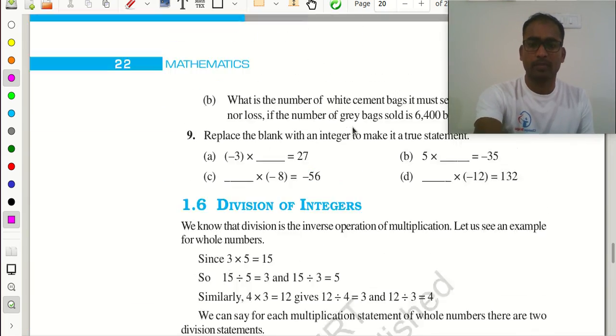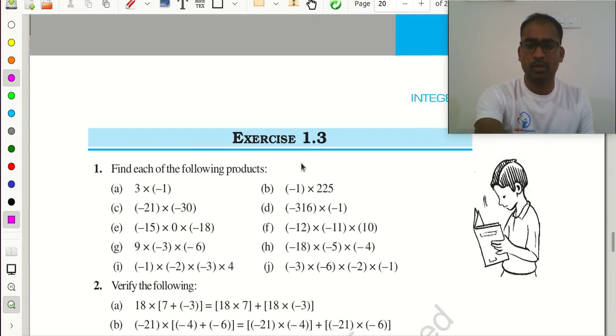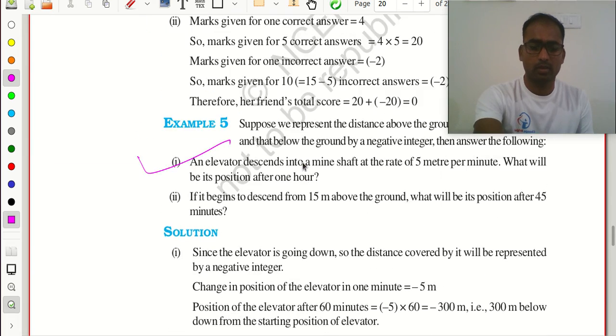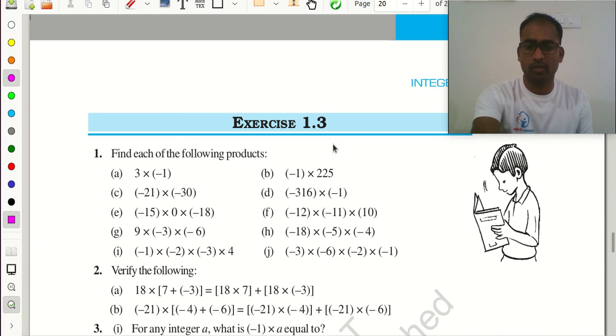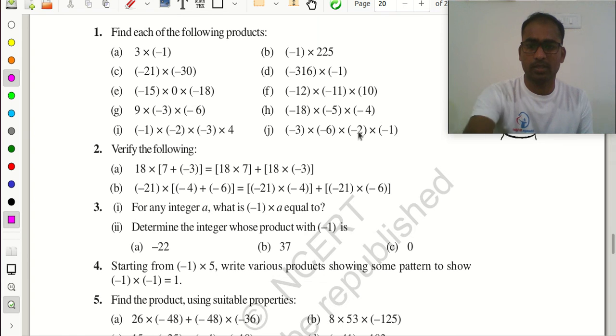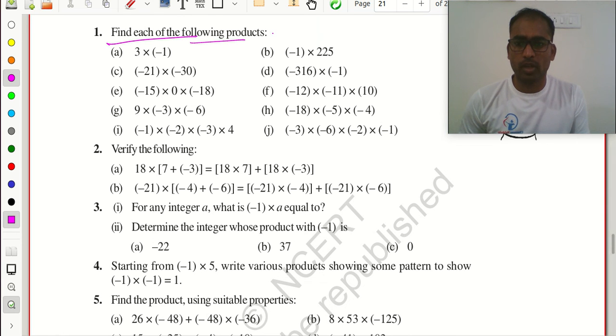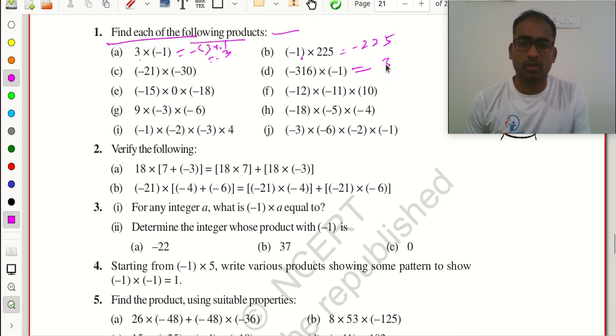And here we have one exercise now. So just check this exercise. Find each of the following products. So here 3 into minus 1 is how much? Minus 3. So here minus 1 into 225. Minus 225. Minus 1 into minus 316 is how much? 316. Okay? So just check this one.